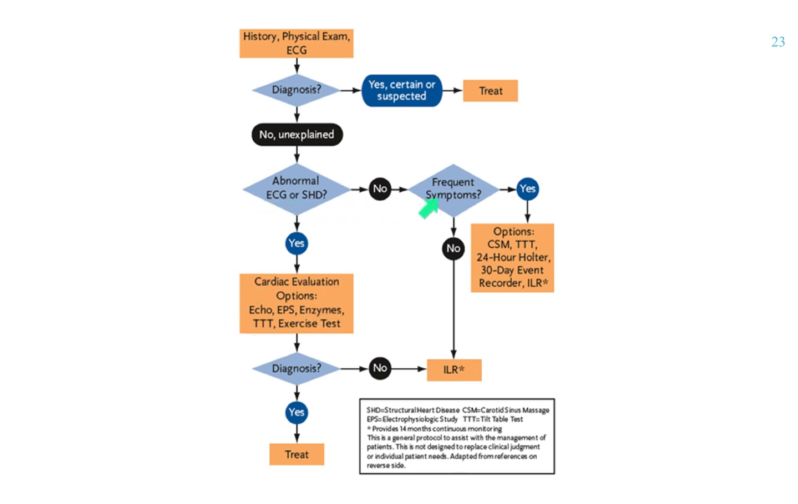If those are all normal, but they have frequent symptoms, then we can still do a tilt table test. We can do an implantable loop recorder. So that's a device where they would implant it to do continuous monitoring of the heart for 14 months. And we can do a Holter monitor as well if we want to do something that's only 24 hours. So it's just going to be varied based on the physician and how severe the symptoms are.